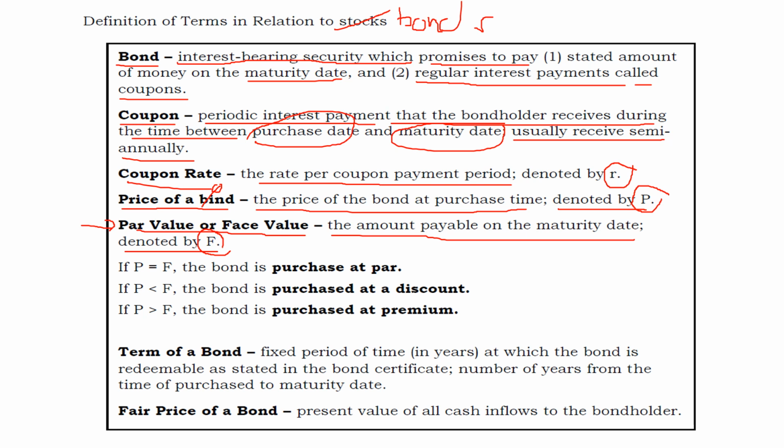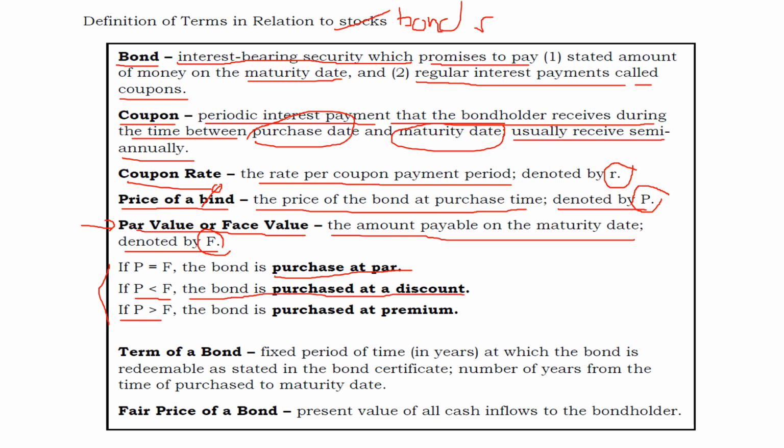Now, there are three situations being given here. If your price of a bond is equal to the face value, which is your F, the bond is purchased at par. So there's a condition here. First condition, if your P is less than F, or your price of a bond is less than your face value or par value, the bond is purchased at a discount.